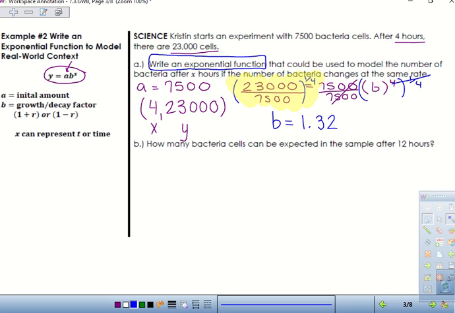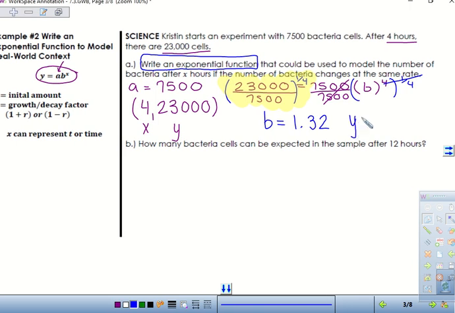So here's how you write the equation. It's always going to be y equals whatever your initial a was times whatever your b is to the power of x. So this equation now models the growth rate of the bacteria, and we can use that equation to calculate it at any given time. So we just worked backwards to find the equation. They gave us some information which we could use to find the equation.